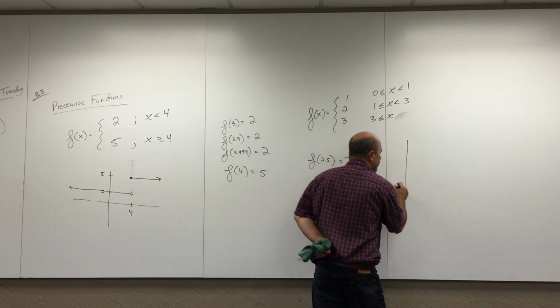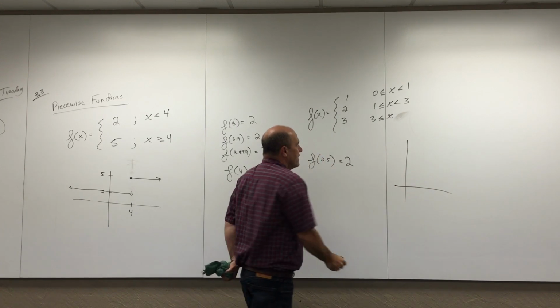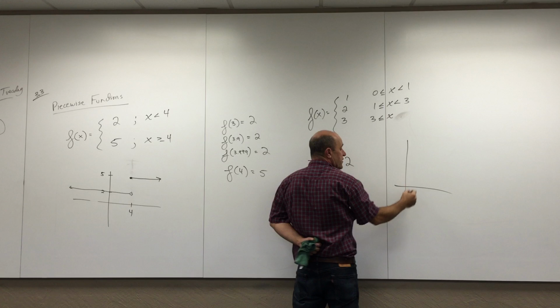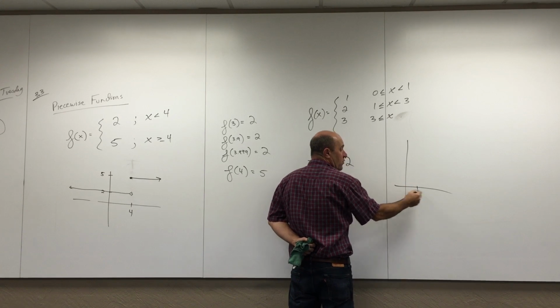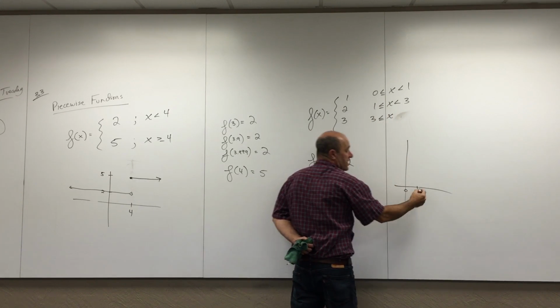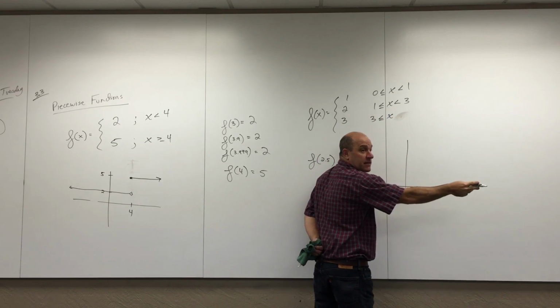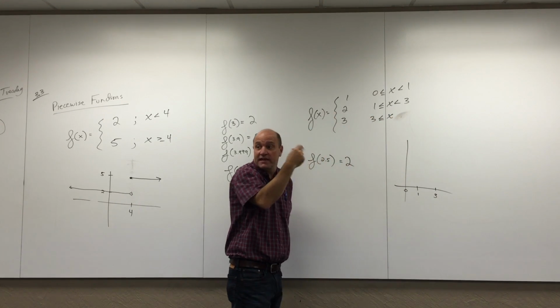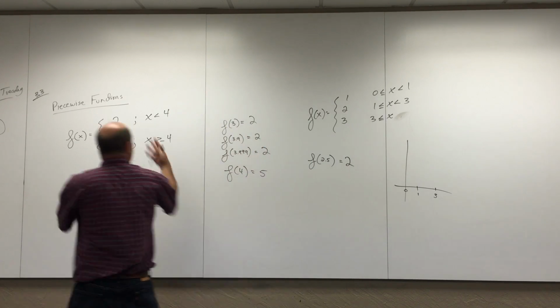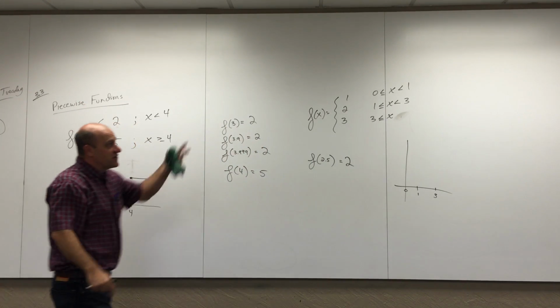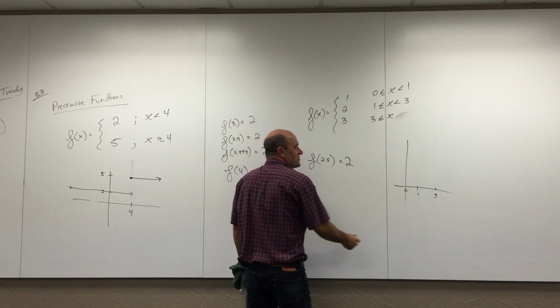By the way, very quickly, this guy's only defined between 0 and 1. Between 0 and 1, something's going on. Between 1 and 3, something is going on. And then greater than 3, something's going on. You can sort of see that? It's 3 pieces. This was a 2-piece piecewise function. This is a 3-piece piecewise function.